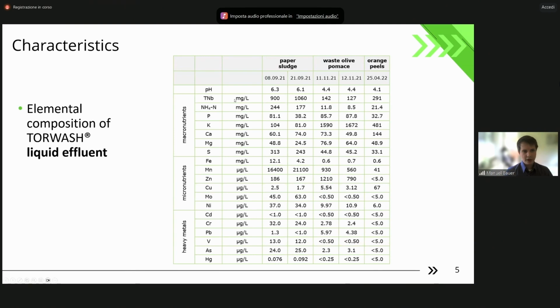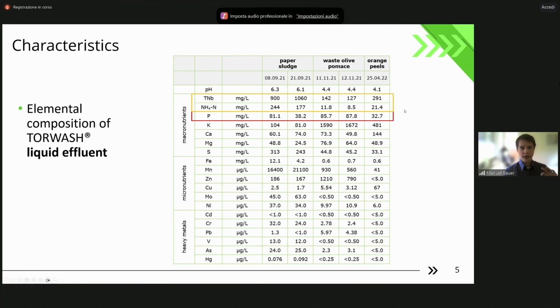If you now come to the liquid effluent, it looks a little bit different. We do have some phosphorus in here, but the scale is different. So we have milligrams per liter here, we have milligrams per gram in the other. So it's much less calculated on the volume or on the mass. We do have some nitrogen, and there are huge differences between the biomasses. So we have about 1,000 milligrams per liter in paper sludge, where you only have roughly 300 in orange peels and even less in the waste olive pomace.